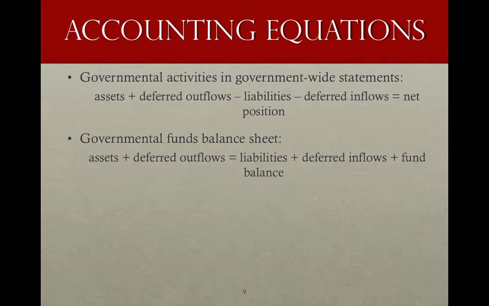The accounting equation in governmental financial statements used to be assets minus liabilities equals net assets, or assets equals liabilities plus fund balance. Now with the deferrals in here, the deferred outflows have a debit balance like assets, and deferred inflows have a credit balance like liabilities, so assets plus deferred outflows minus liabilities minus deferred inflows equals net position. And on the governmental funds balance sheet, assets plus deferred outflows equals liabilities plus deferred inflows plus fund balance.